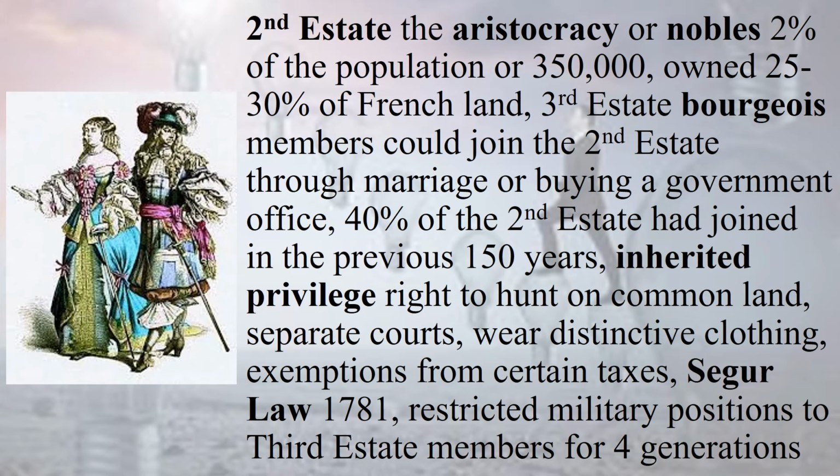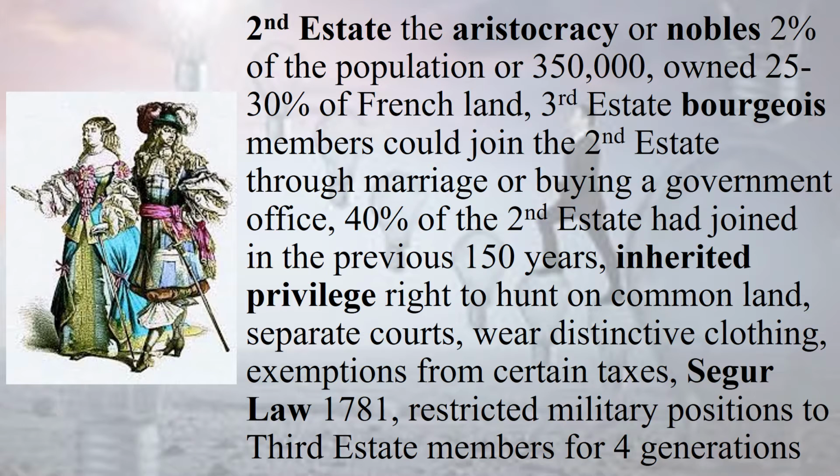Okay, the second estate. This is the aristocracy or nobles. 2% of the population, about 350,000 people. They owned about 25 to 30% of French land. So the top, really 3% of the population owned 40% of the land. The third estate bourgeoisie members could join the second estate, either by getting married or buying a government office. There were some very wealthy members of the third estate, and they were looked down on for not being members of the nobility or aristocracy.